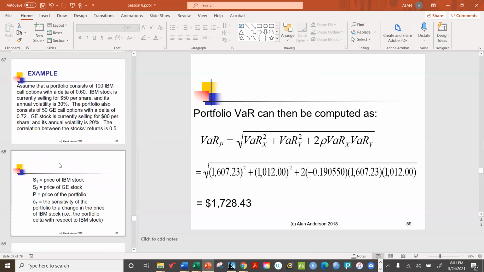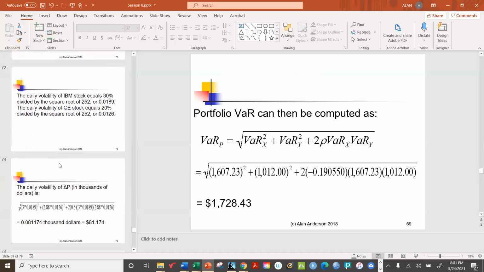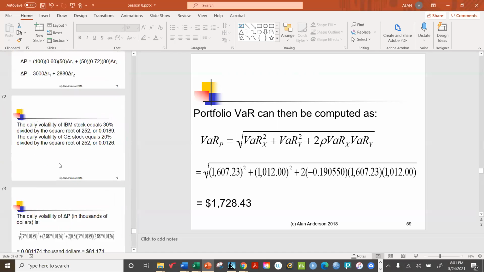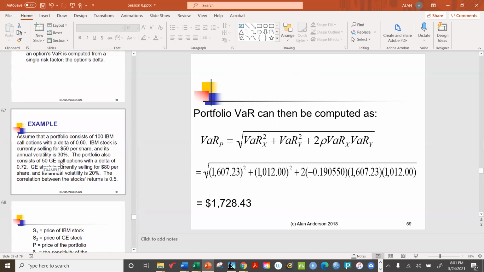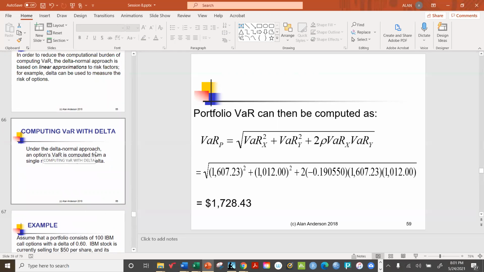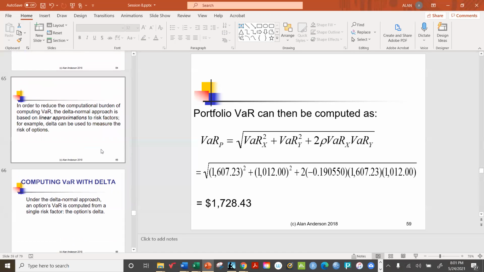All right, now, what happens when we have complicated assets in our portfolio? What happens if we start adding options, for example, or other types of securities? Then the calculation of VAR can get extremely complicated. There are shortcuts, though, that we can lean on.